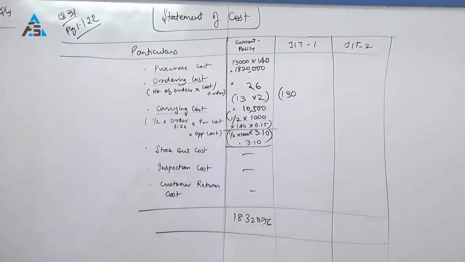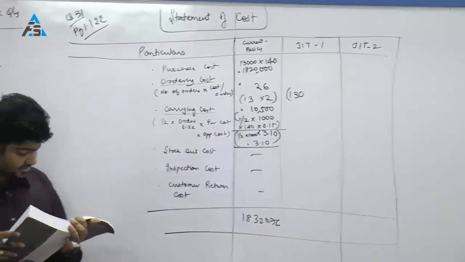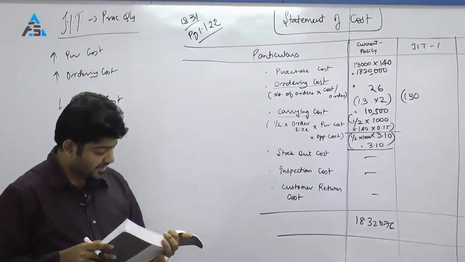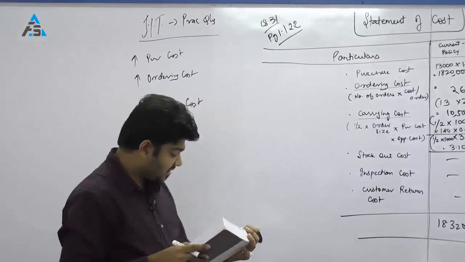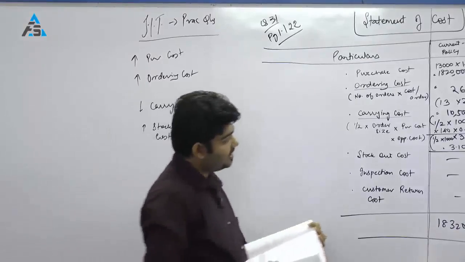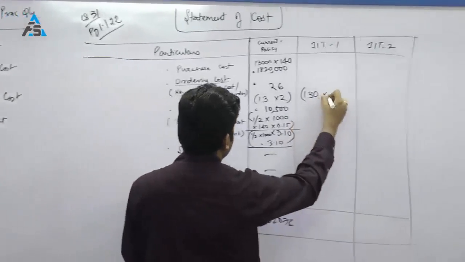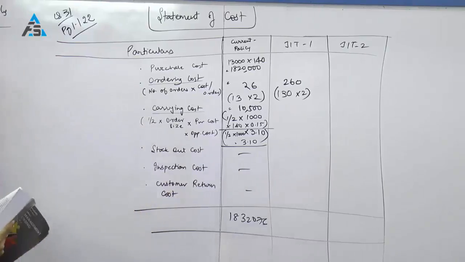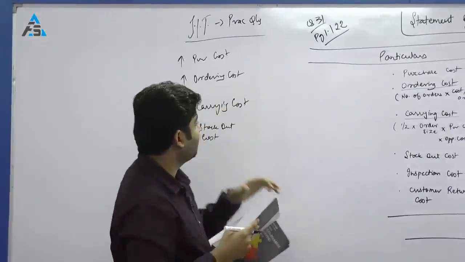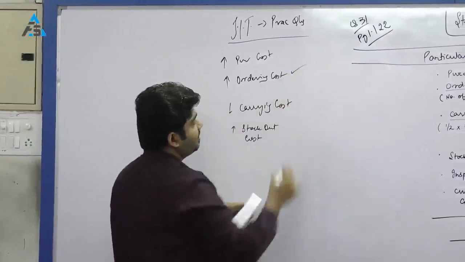Now cut 2. Cut 2 is shift to JIT 1 policy. UVIC has to decide, ITC agrees to deliver 100 packages of videotapes 130 times per year instead of the existing 1000 package. So this means we have shifted to JIT. So 130 into 2, 260 comes here for me. But because of that, look, my ordering cost has increased, look, 26 to 260.